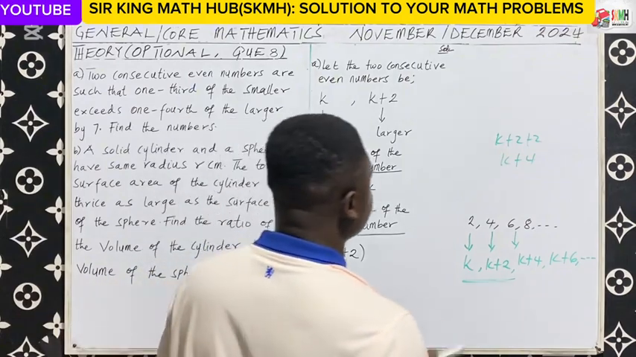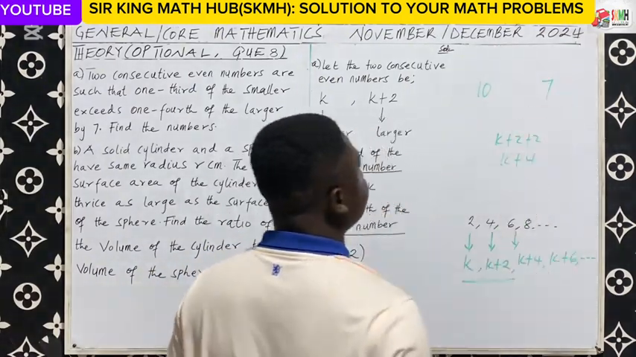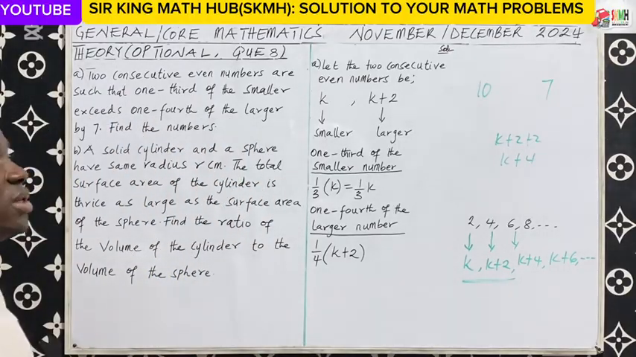Now let's look at a scenario here. We have two numbers, 10 and 7. Between 10 and 7, which one is larger? We say that 10 is larger and 7 is smaller.